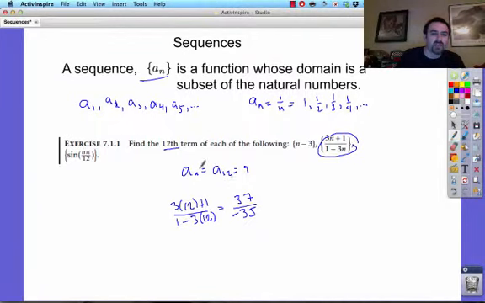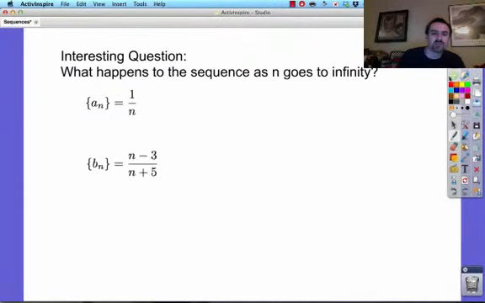And finally the last one, sine of 12 pi over 12. The 12s cancel, so it's sine of pi, which is 0. Okay, so the 12th term of this is 37 over negative 35. The 12th term of this is 0. Okay, all right. So just a little bit of introduction. We'll play with these more in class.